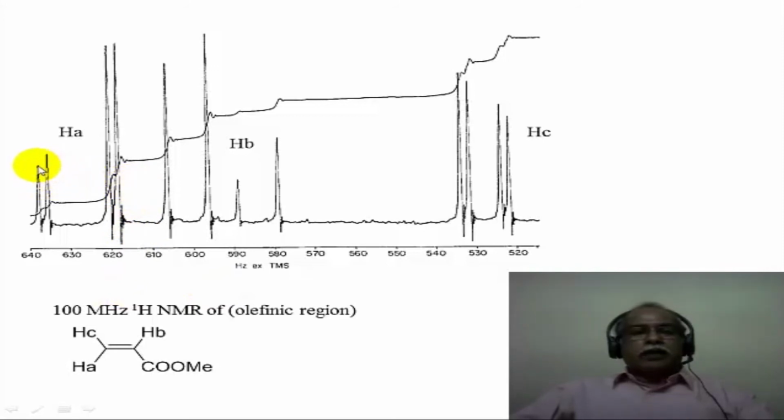One can also analyze this side by taking the center of this doublet and the center of this doublet. One can calculate the JAC. If you take the center of this doublet and the center of this particular doublet here and then measure the gap between these two centers, that would correspond to JAB, which is the trans kind of a coupling, which is the largest coupling in this system.